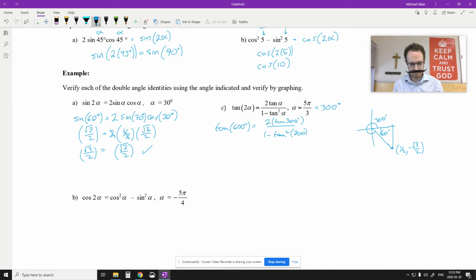So 600 minus 360, so it's 240. So 600 degrees lands in this quadrant down here. So reference angle is still 60 degrees, so that's good. But because we're in this quadrant here, my x value is negative. My y value is also negative.